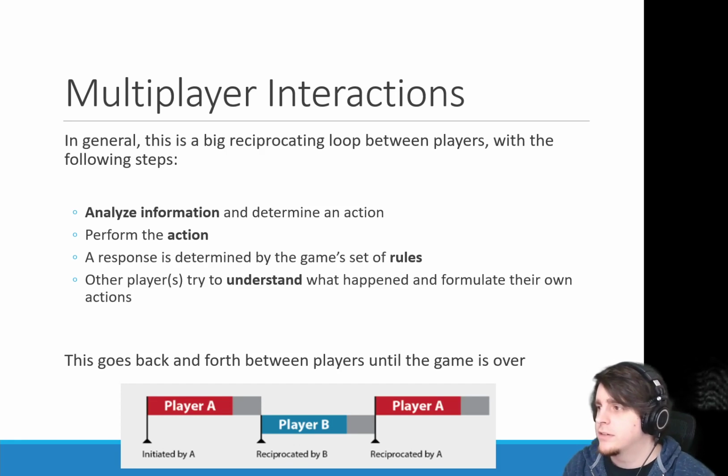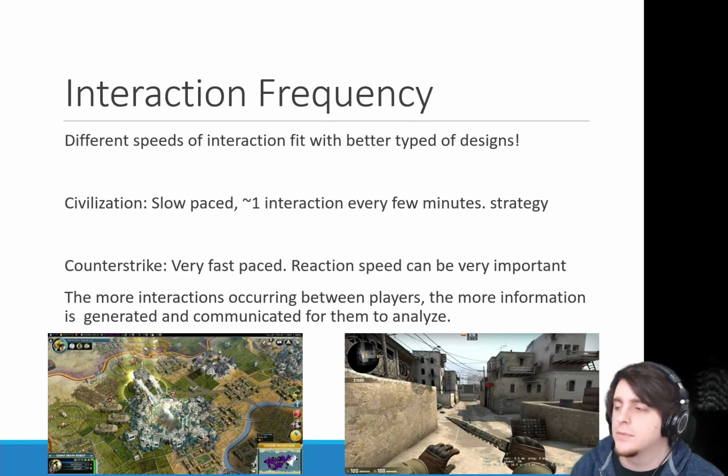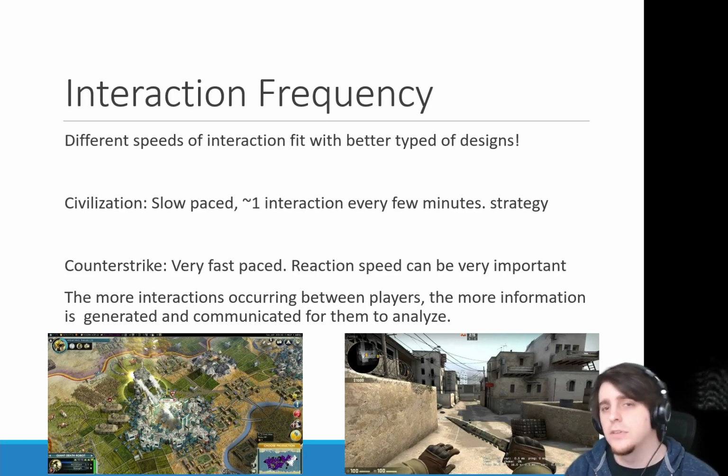And the speed at which these interactions happen is actually relevant to your design. Different speeds of interaction fit better with different types of designs. So if you think of games like Civilization, that's a very slow-paced game. The space between those interactions is quite large, right? You might only have a single interaction from a player every few minutes. And this slow pace really affords players to use a lot more strategy in the way that they're playing the game.